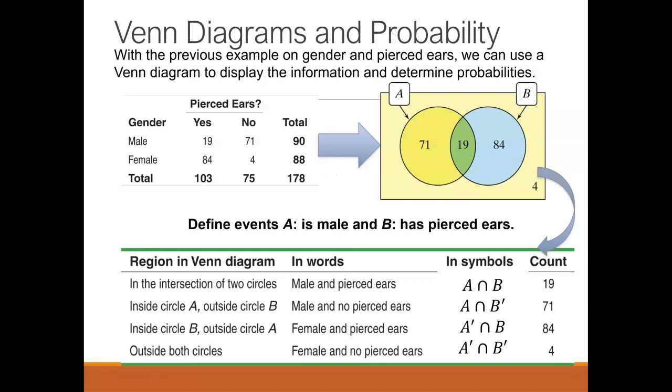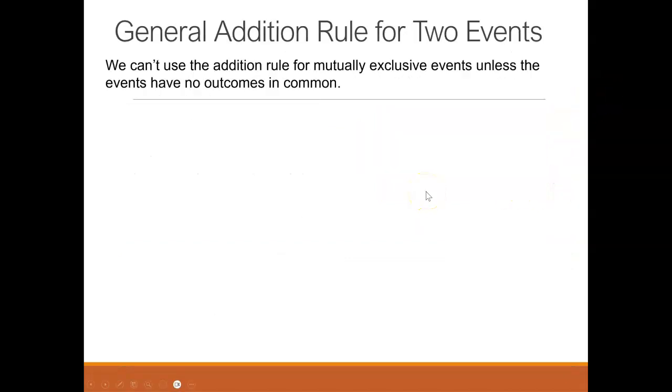So in symbols, the intersection is A and B. The 71 is A and not B. The 84 is not A and B. And the 4 is not A and not B. Is everybody okay with that? All right.